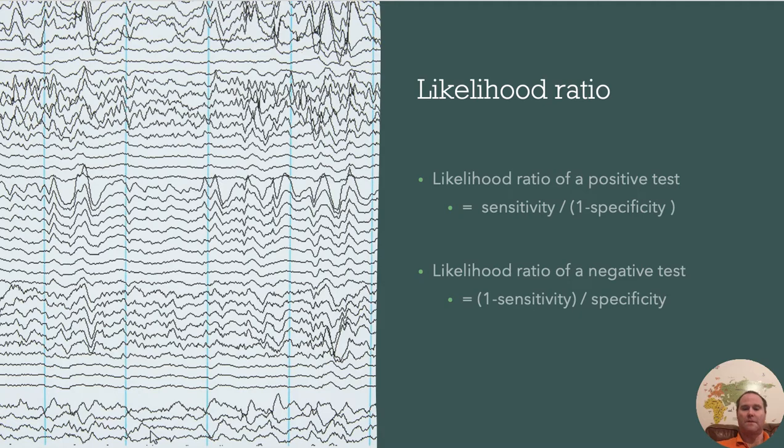So in terms of the statistics behind it, the likelihood ratio of a positive test is sensitivity divided by 1 minus specificity. And the likelihood ratio of a negative test is the inverse of that. So it's 1 minus sensitivity divided by specificity.